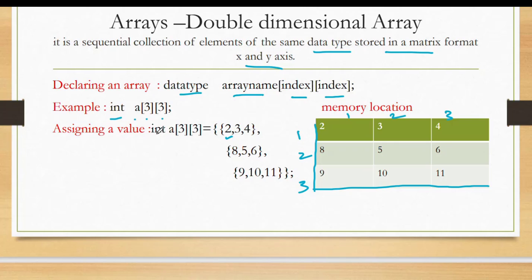How to assign values for a double-dimensional array? In a of 3, 3, you are assigning the first row 2, 3, 4, the second row 8, 5, 6, and the third row 9, 10, 11. So what is the location of 10? They will ask. This is a of 3, 2. And what is the location of 11? a of 3 comma 3. So this is called a double-dimensional array.